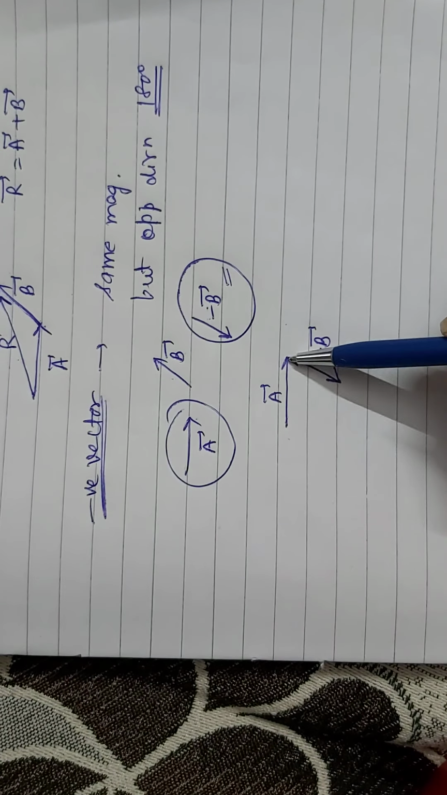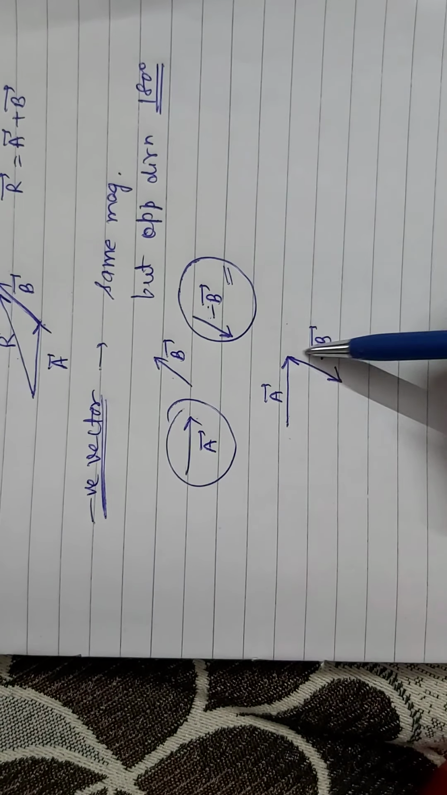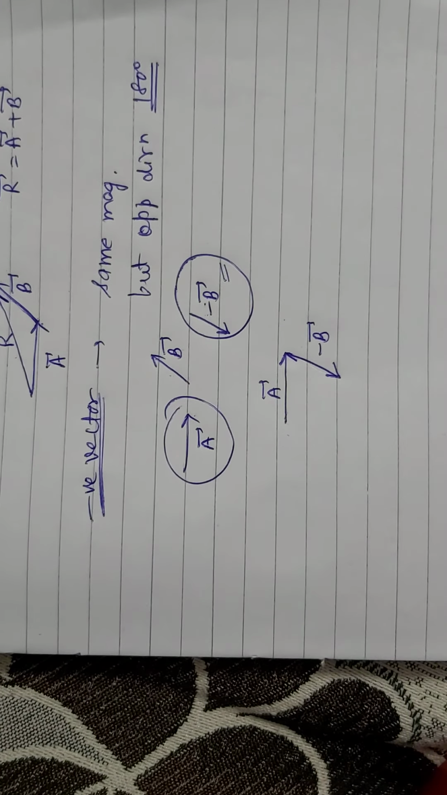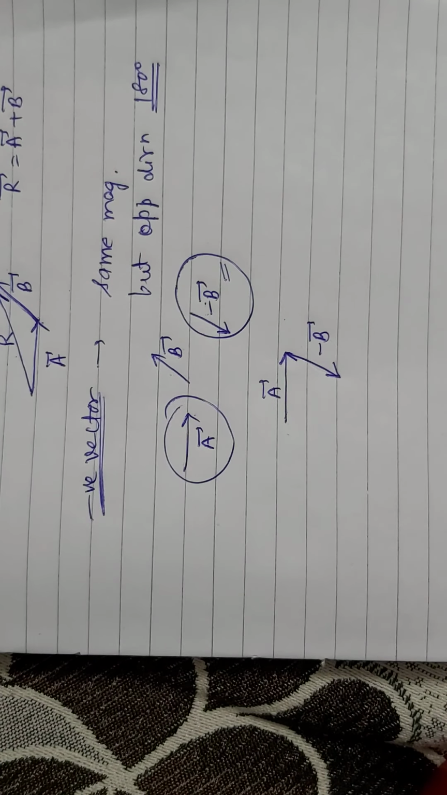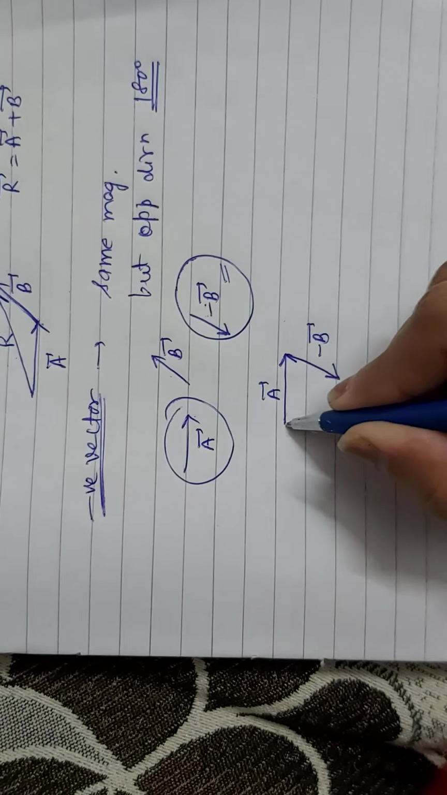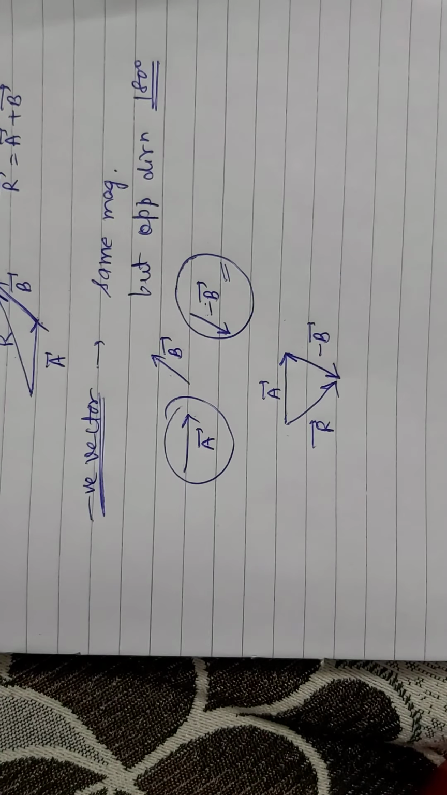Okay, the same mechanism we are applying. The head of vector A is joined with the tail of the vector negative B. We are going to add these two now. Addition we know very well. We are applying the same mechanism. Then the resultant will be given by this vector in the opposite order.